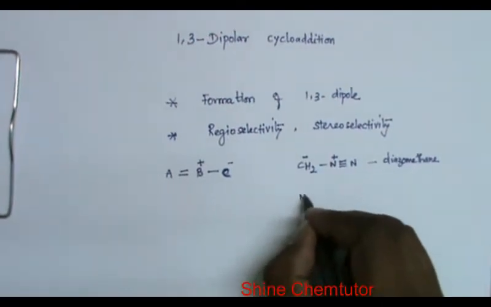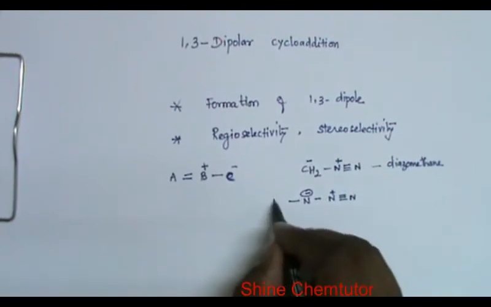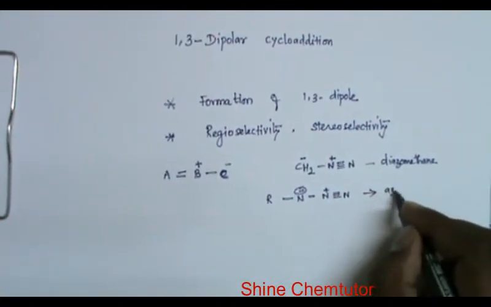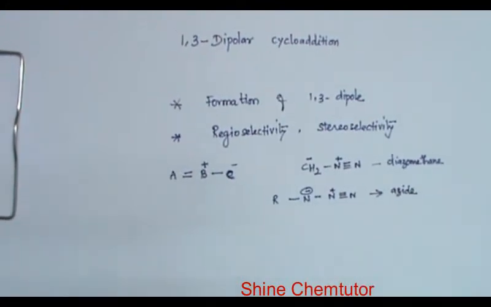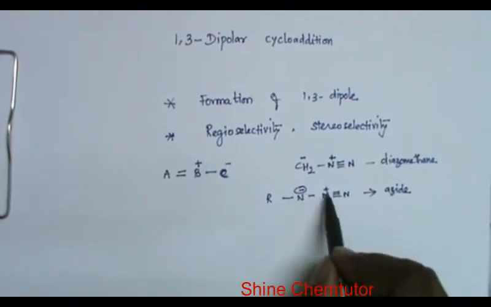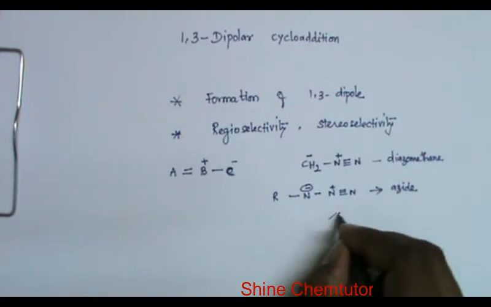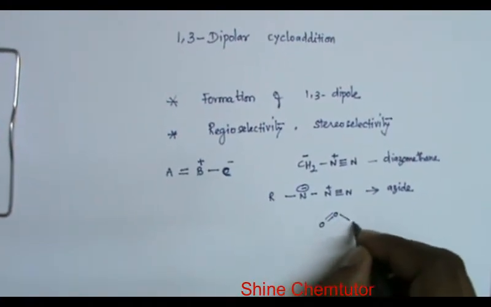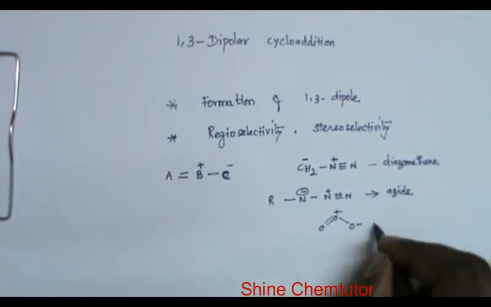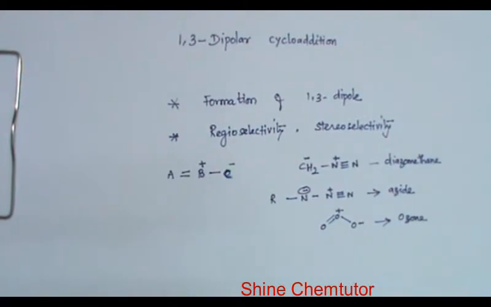Another one, the most common one, is azide. You may be very familiar with this. Alkyl azide or aryl azide. So here we have minus and plus. Another very popular one, but generally we don't discuss it under this, is ozone, O3. This is also basically a 1,3-dipole.